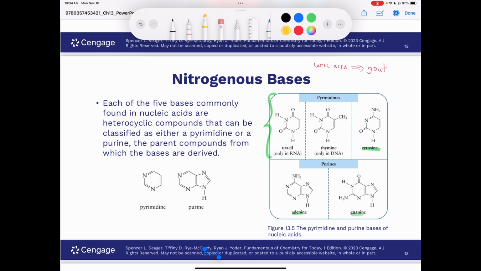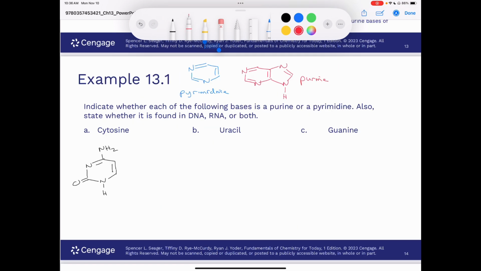Adenine, guanine, and cytosine are found in both DNA and RNA, but uracil is ordinarily found only in RNA, and thymine only in DNA. Structural formulas of the five bases are shown here, and you should try to familiarize yourself with these. All right, let's take a look at example 13.1. Indicate whether each of the following bases is a purine or a pyrimidine. Also state whether it is found in DNA, RNA, or both.